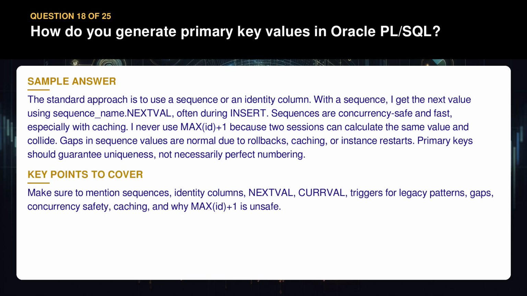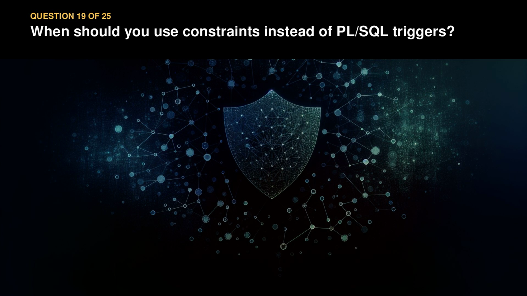Make sure to mention sequences, identity columns, NEXTVAL, CURRVAL, triggers for legacy patterns, gaps, concurrency safety, caching, and why MAX(ID)+1 is unsafe. Question 19. When should you use constraints instead of PL/SQL triggers?